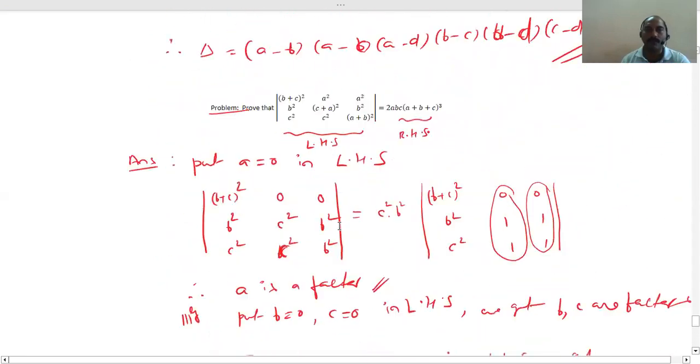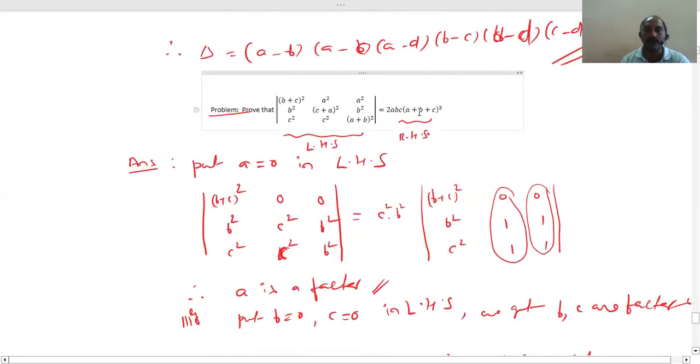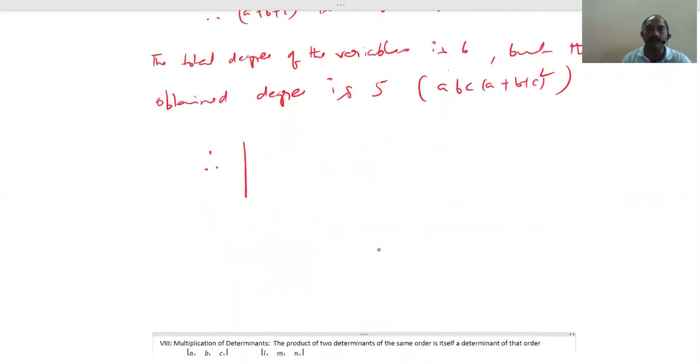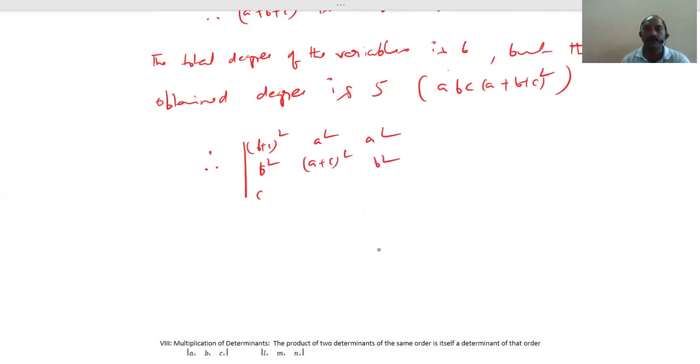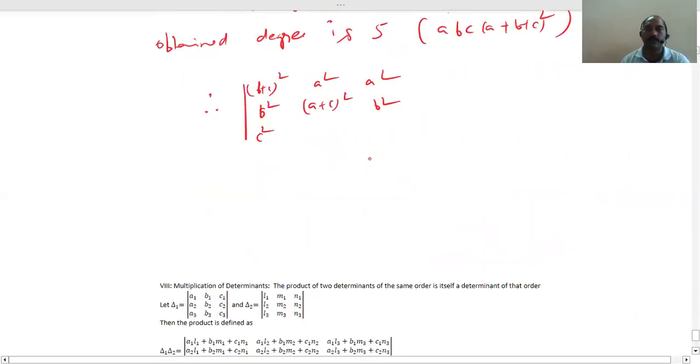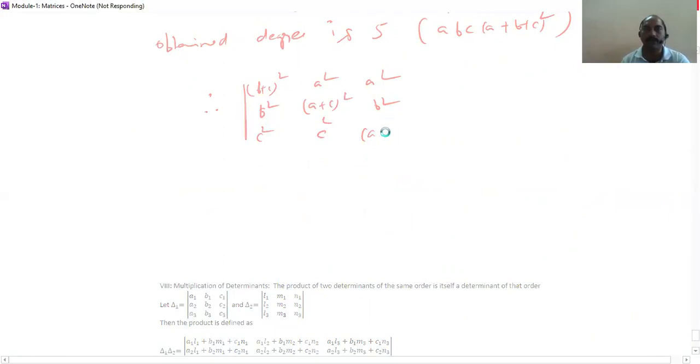What is our problem? B plus c whole square, a square, b square, c plus a. Now, b plus c whole square, a square, then b square, a plus c whole square, b square, c square, and what is this? A plus b whole square.